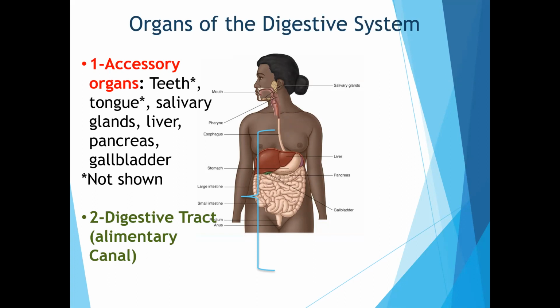The accessory organs, which really help with digestion, are the teeth, the tongue, our salivary glands, our liver, our pancreas, and our gallbladder. So make sure you understand which parts are considered truly the digestive tract or alimentary canal versus the accessory organs, which help us with getting our food and digesting our food throughout that tract.